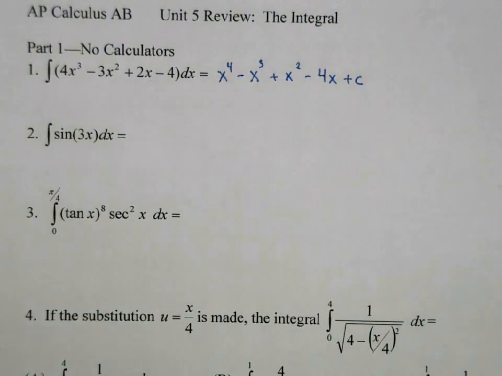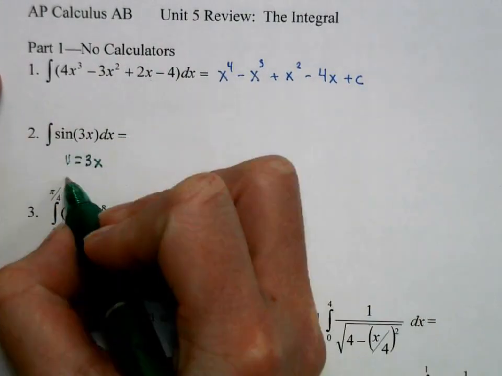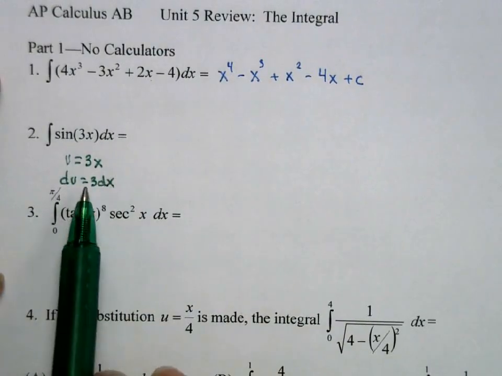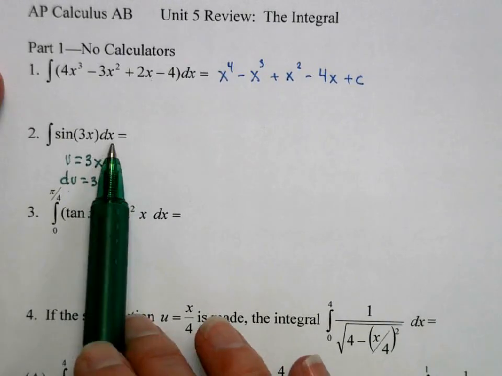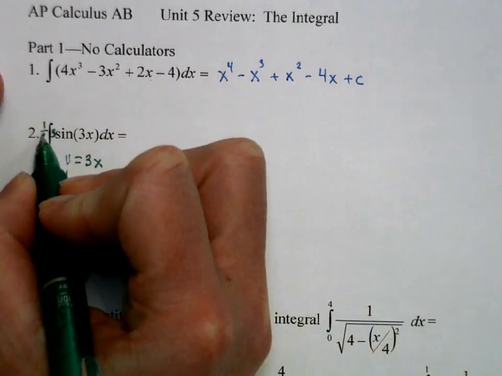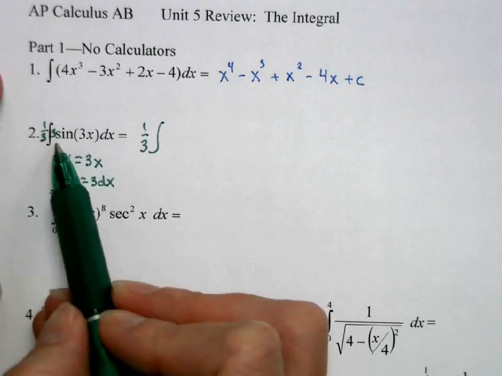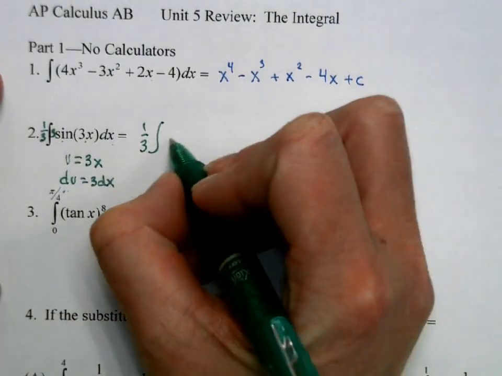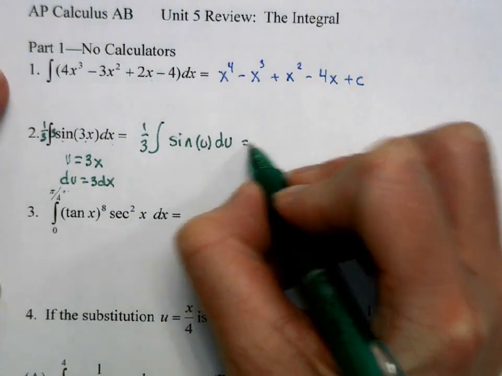The second one, you could do it without a u substitution, but I find it eliminates some of the errors that we might see. Okay, so I'm going to replace my du with a 3dx. I don't have a 3dx though, so I'm going to sneak a 3 in here, but then undo it on the outside. Okay, the 3dx becomes my du, and then my 3x becomes u. So we have sine u du.